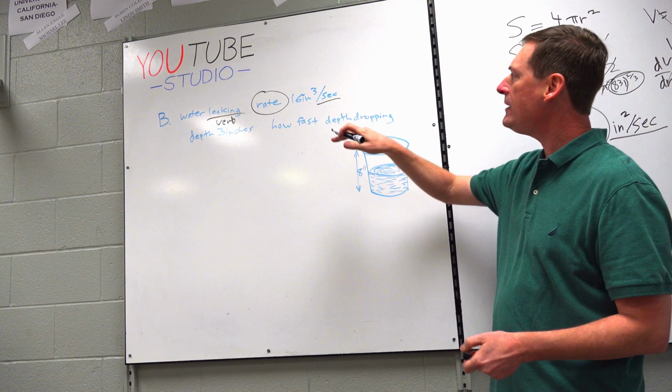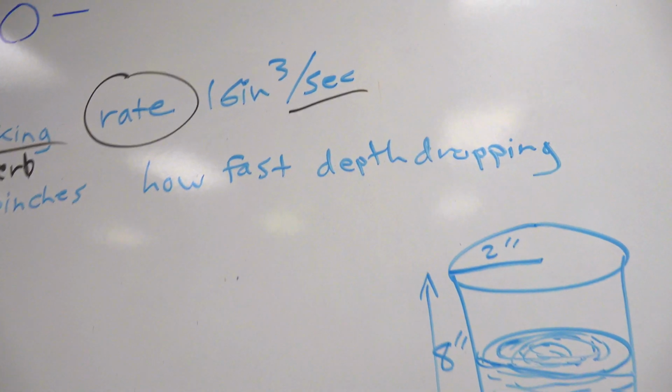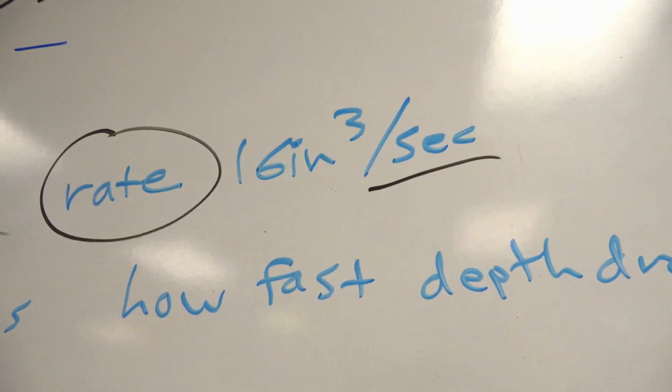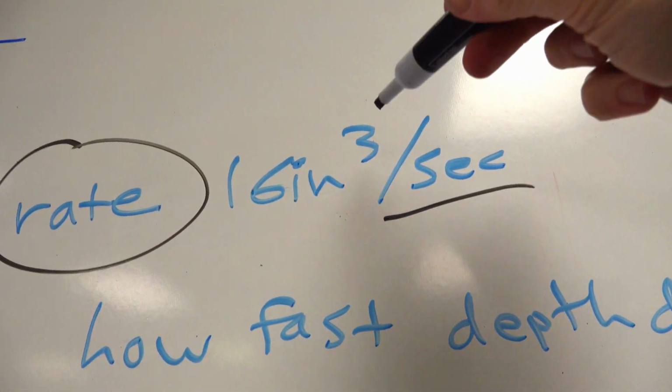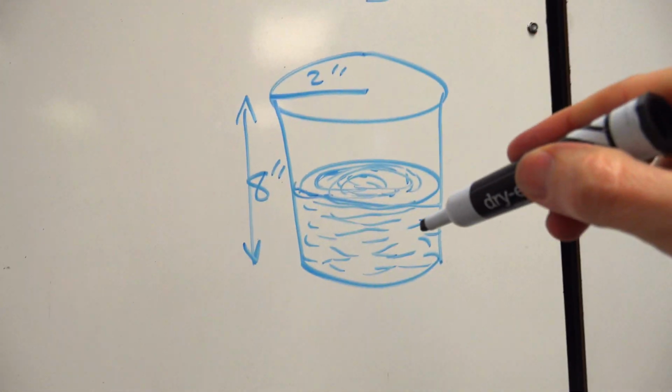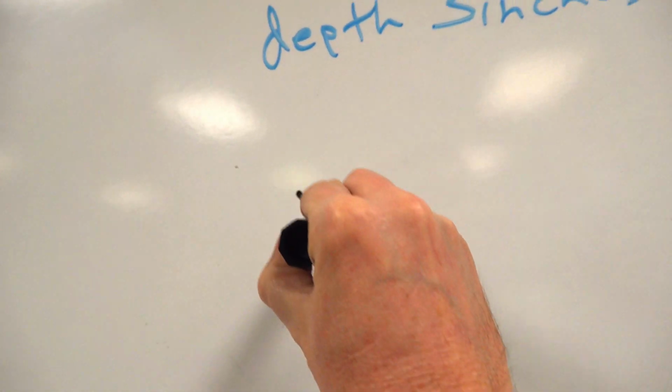All right, so what is this? It's 16 cubic inches per second, all right? Cubic inches. Volume, three-dimensional, right? So that's how fast the volume of the water is changing. So let's make a little note to ourselves.